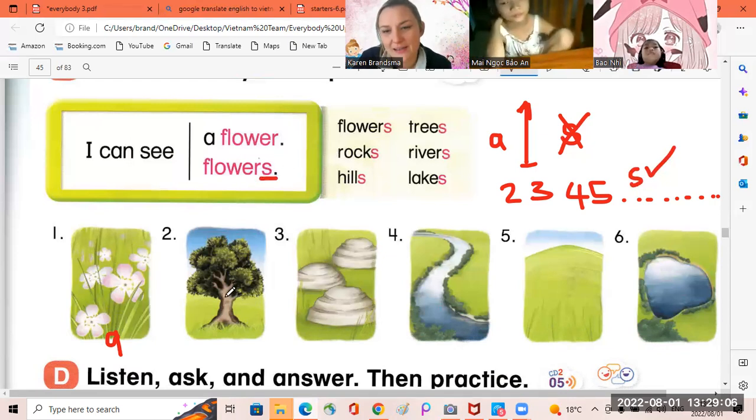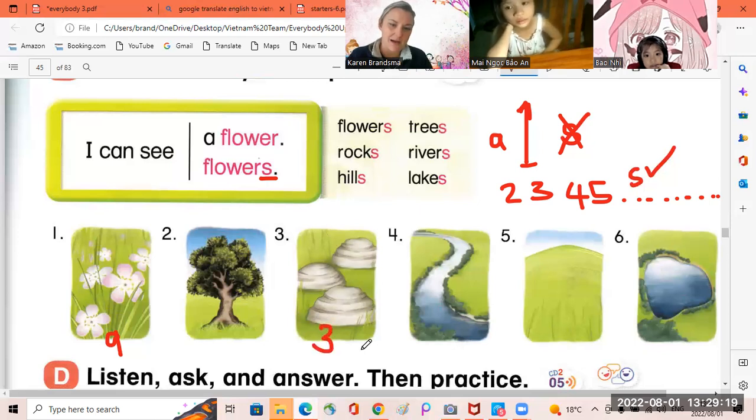Number two, I can see a tree. A tree, because it's one. Number three. I can see a rock. How many? I can see rocks. I can see rocks. Number four. I can see.